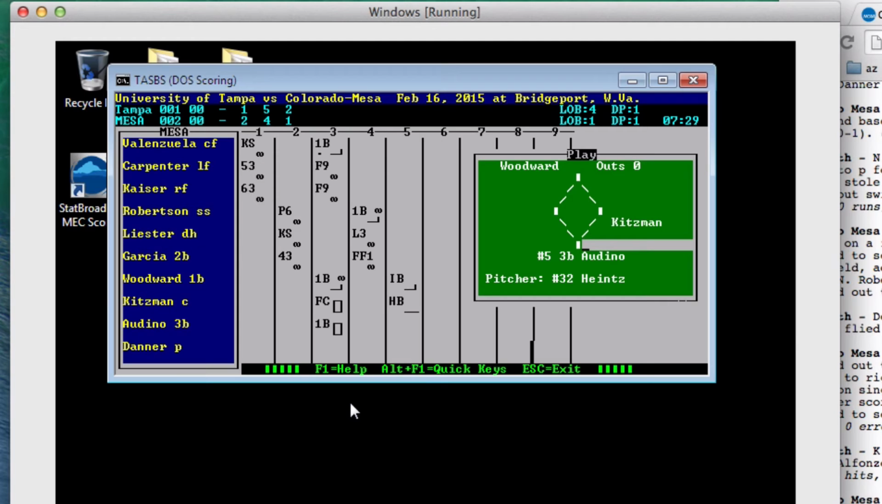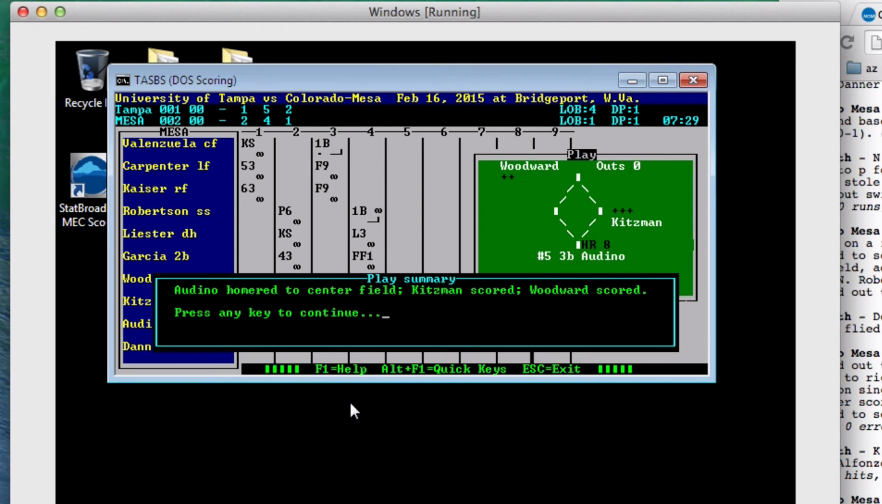And then you have your player who hits the long ball. All you have to do is hit HR, and then it's helpful to describe where it went. You can put in 8 for center field, and then you have to advance these runners around, and there you go.